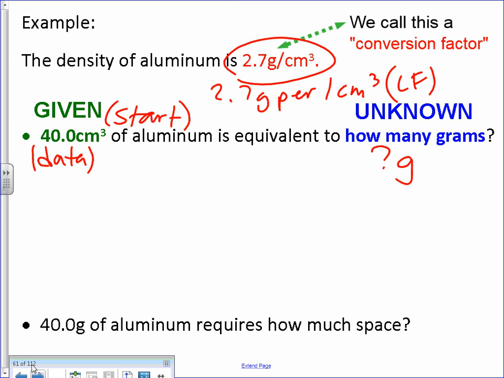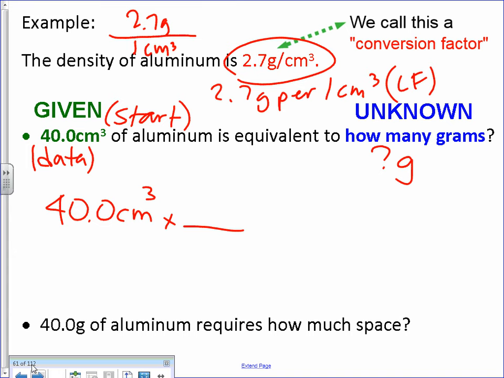So I'm going to slow down here. I'm starting with my given of 40.0 centimeters cubed. I'm going to convert just like I did over here by multiplying conversion factors together. So the goal here is to get rid of centimeters cubed and get what unit? Grams. This conversion factor, I like to write as it's supposed to be, as a fraction. So I'm going to write that up here. 2.7 grams per 1 centimeter cubed. How did I know it was 1? Because there's nothing there. Assume 1. Okay? Assume a 1 if there's nothing there. So I can actually just take that and place it right here.